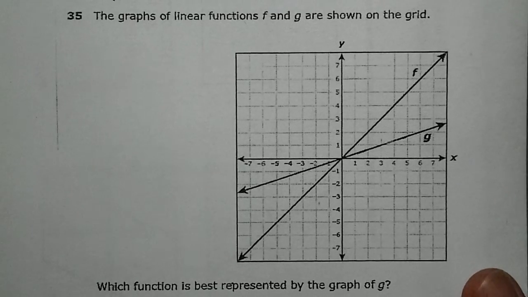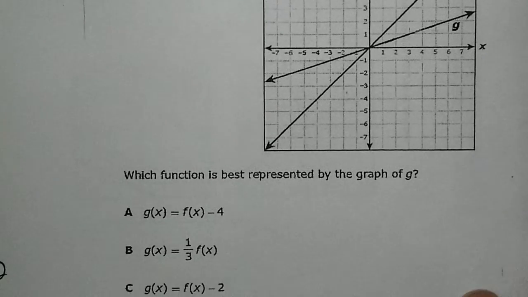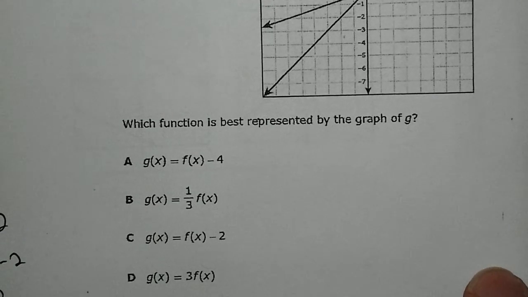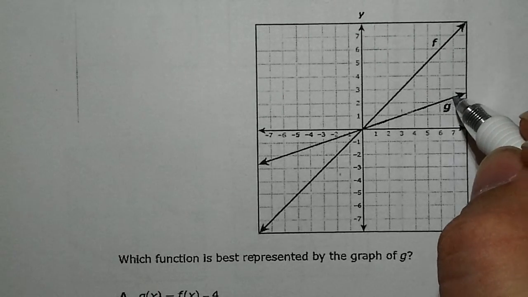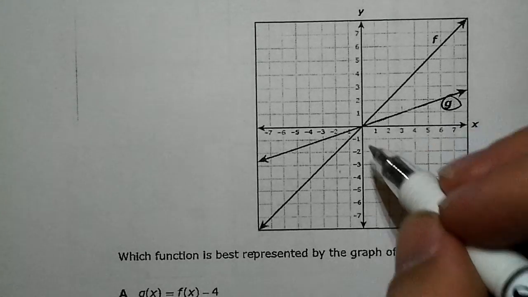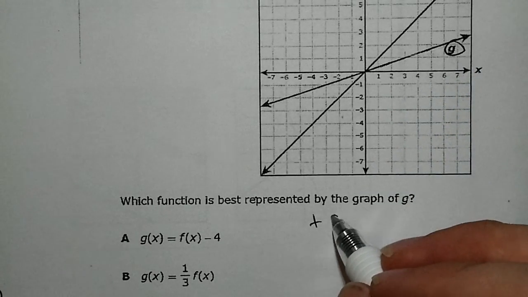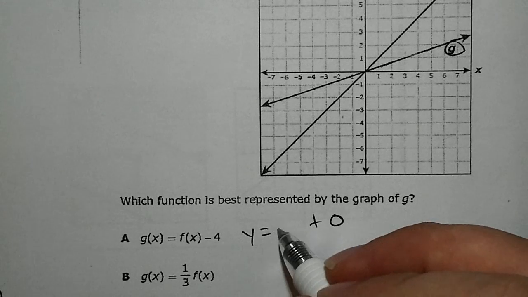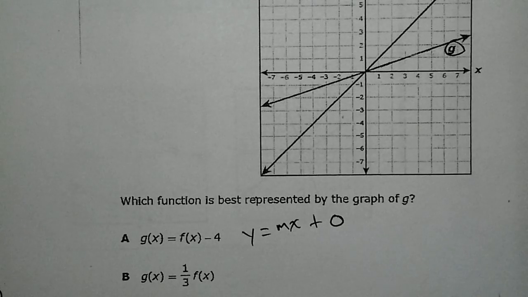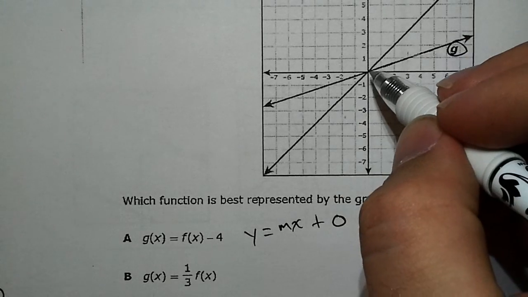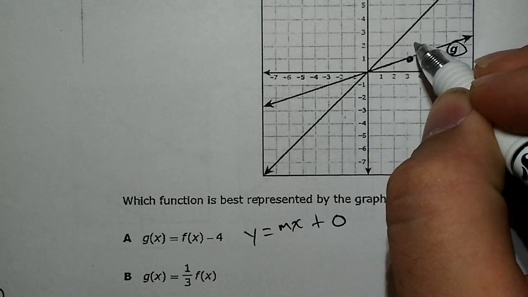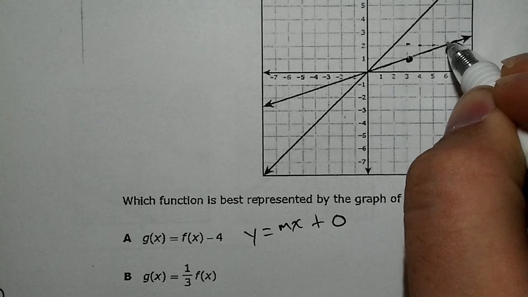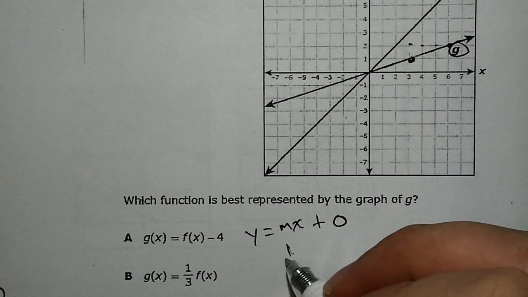Graphs of the linear function f and g are shown. Which function best represents the graph of g? So look at g. It's going right through the center, so that intercept is going to be at plus 0. Now, you see it's going up 1 over 1, 2, 3, up 1 over 1, 2, 3, so the slope should be about 1/3.